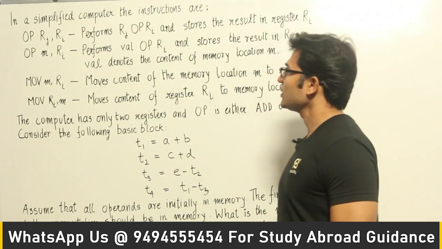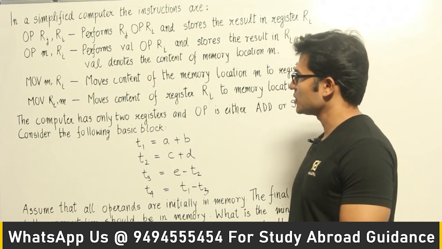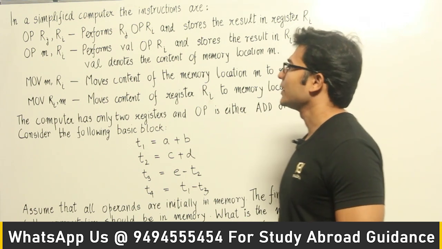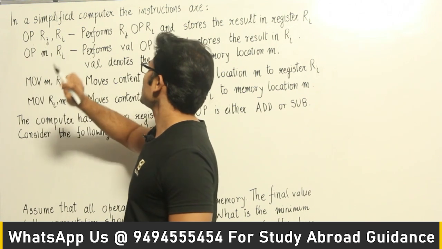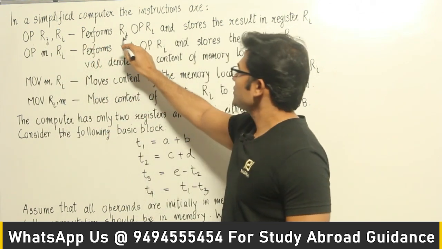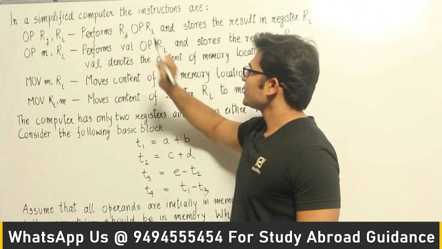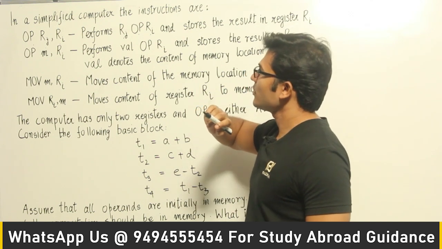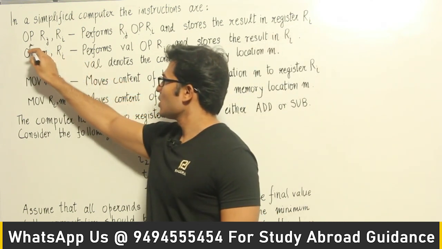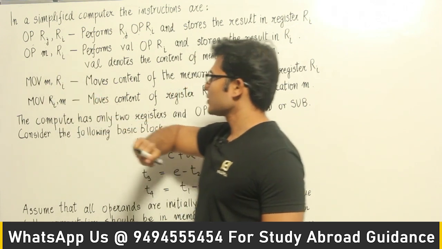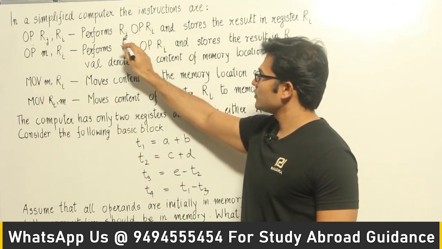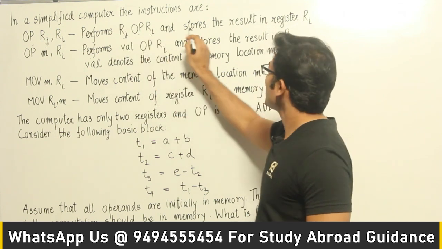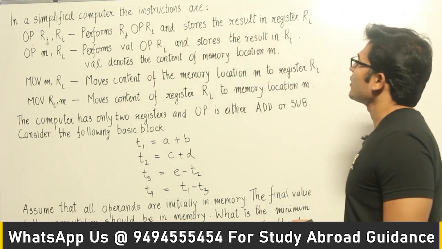Now let's see this question. In a simplified computer, the instructions are given like this: op ri rj ri. It performs rj operation ri. So it means that in this particular representation op rj ri, this instruction corresponds to applying this operation between rj and ri and storing the result in ri.